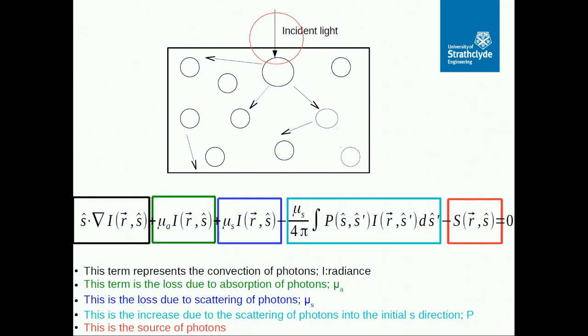Now, this equation in its current form is unsolvable. It would take a lot of computation time, and the reason for this is because we are considering every possible scattering direction within a solid sphere. That's huge, that's a lot. So we have to make an approximation, and in my case, I use a diffuse approximation.